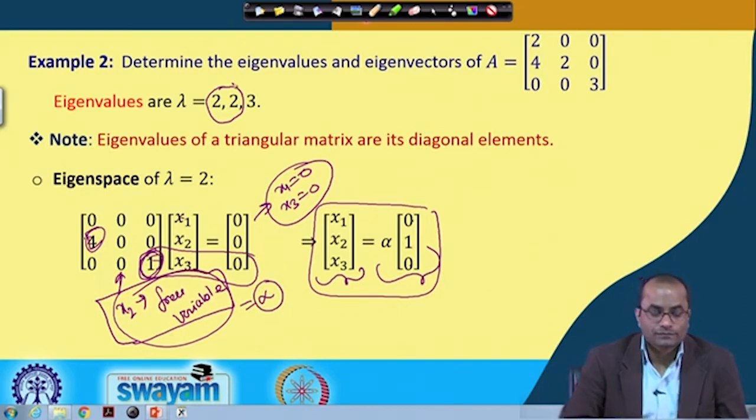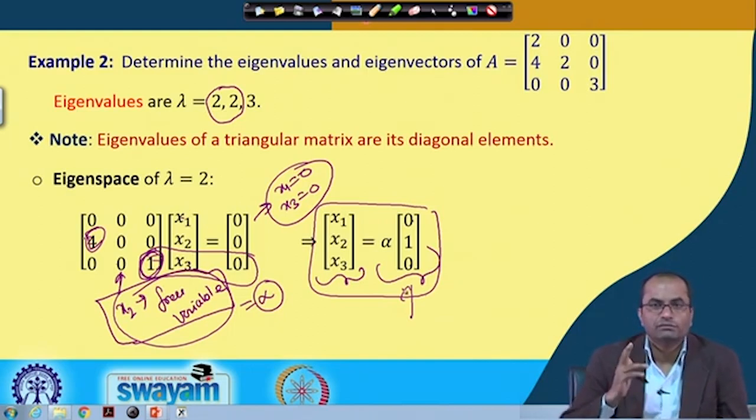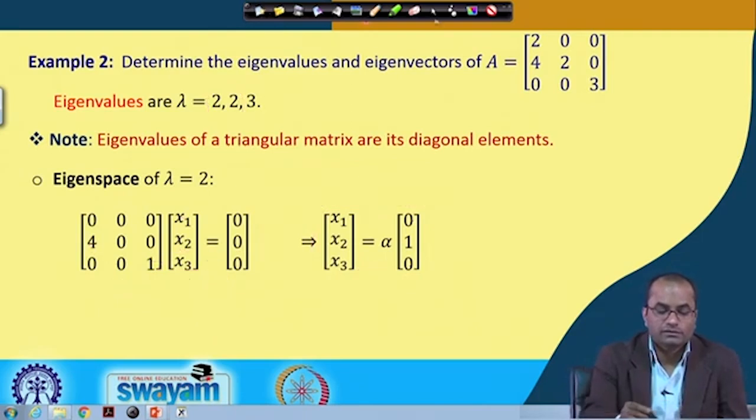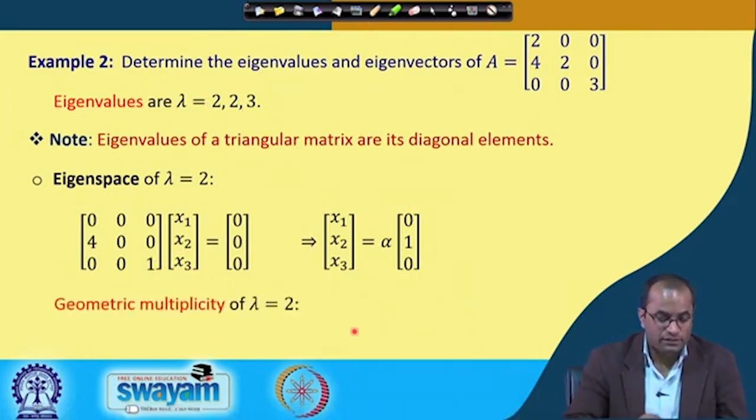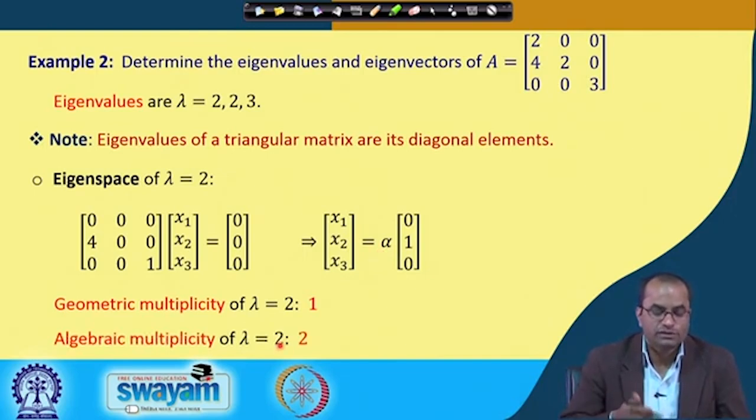But we do not know whether there will be 2 or 1. In the previous example, the algebraic multiplicity was 2 and the geometric multiplicity was also 2. In this case, the algebraic multiplicity is 2, but the geometric multiplicity is just 1. The geometric multiplicity is 1 because we have one linearly independent eigenvector, and the algebraic multiplicity is 2 because this eigenvalue 2 was repeated 2 times.